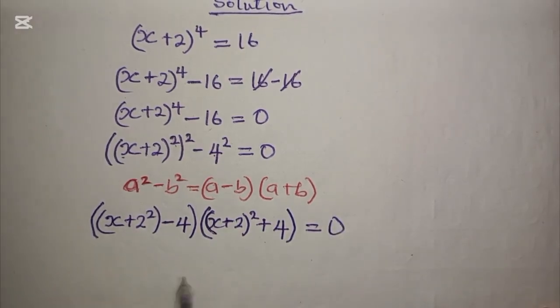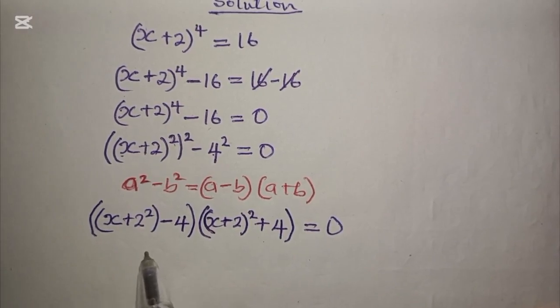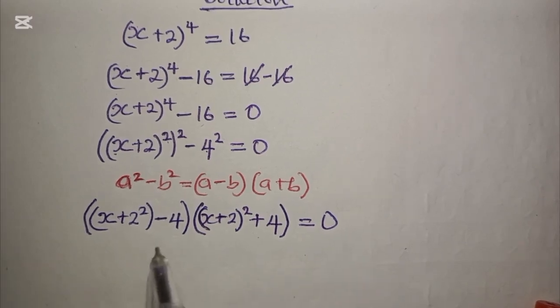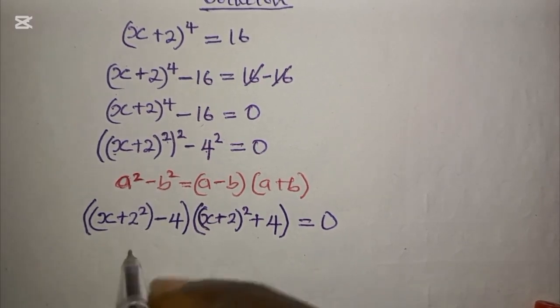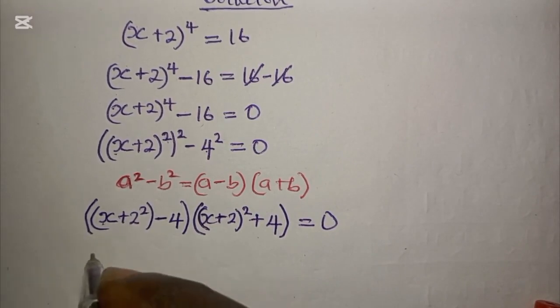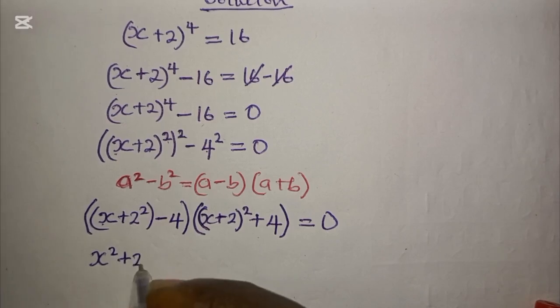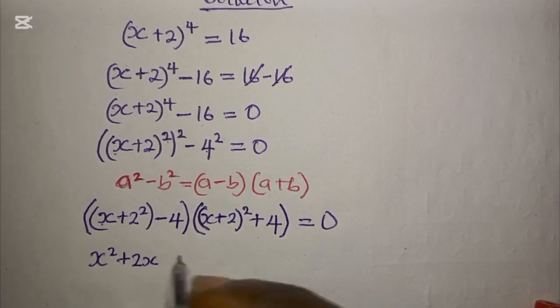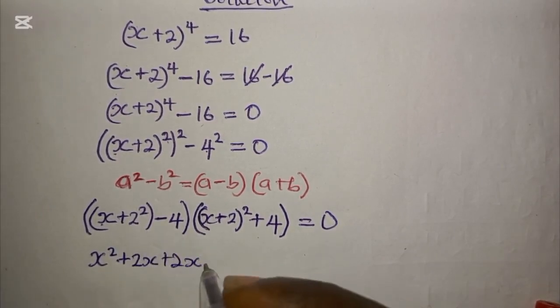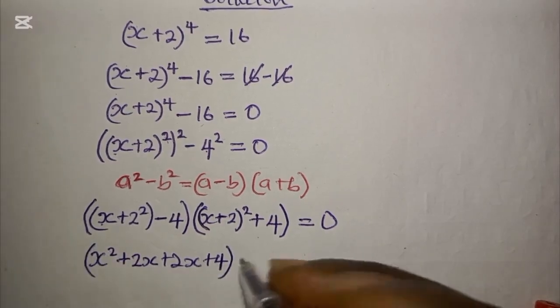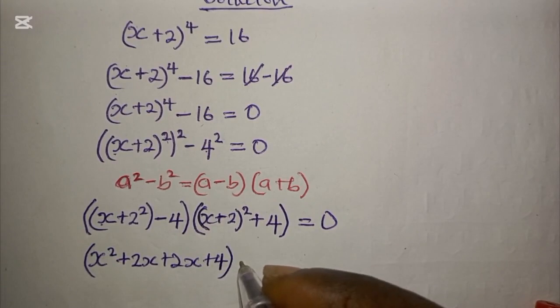So to do this, we're going to expand this. If you expand this now, x times x, we have x squared, plus 2x, we also have plus 2x, then 2 times 2 gives us 4, minus 4.